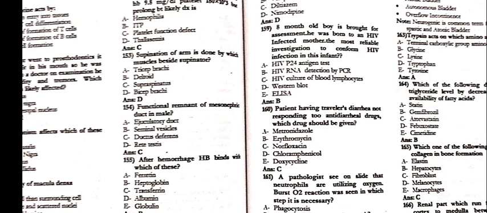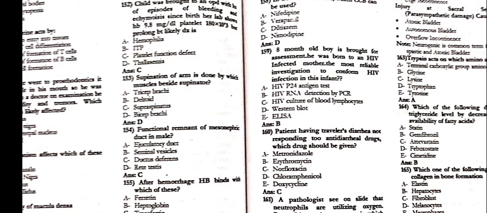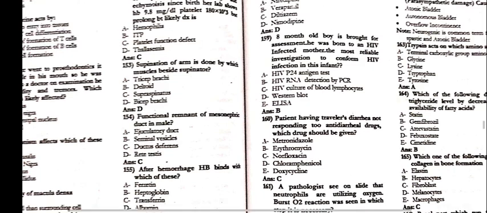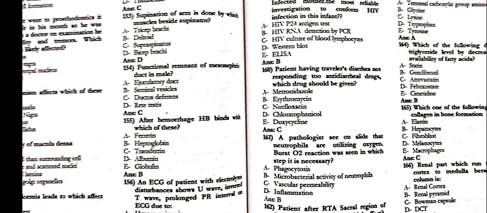153, supination of arm is done by which muscle besides supinator? That is delta biceps brachii. 154, the functional remnant of mesonephric duct in the male is the ductus deferens.